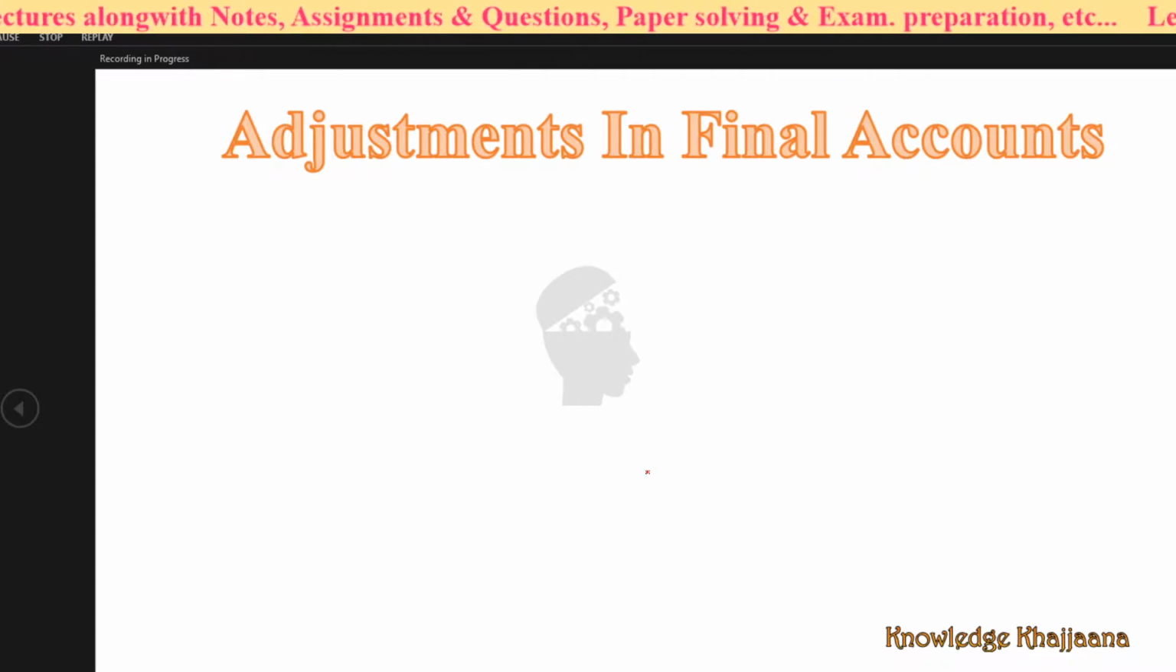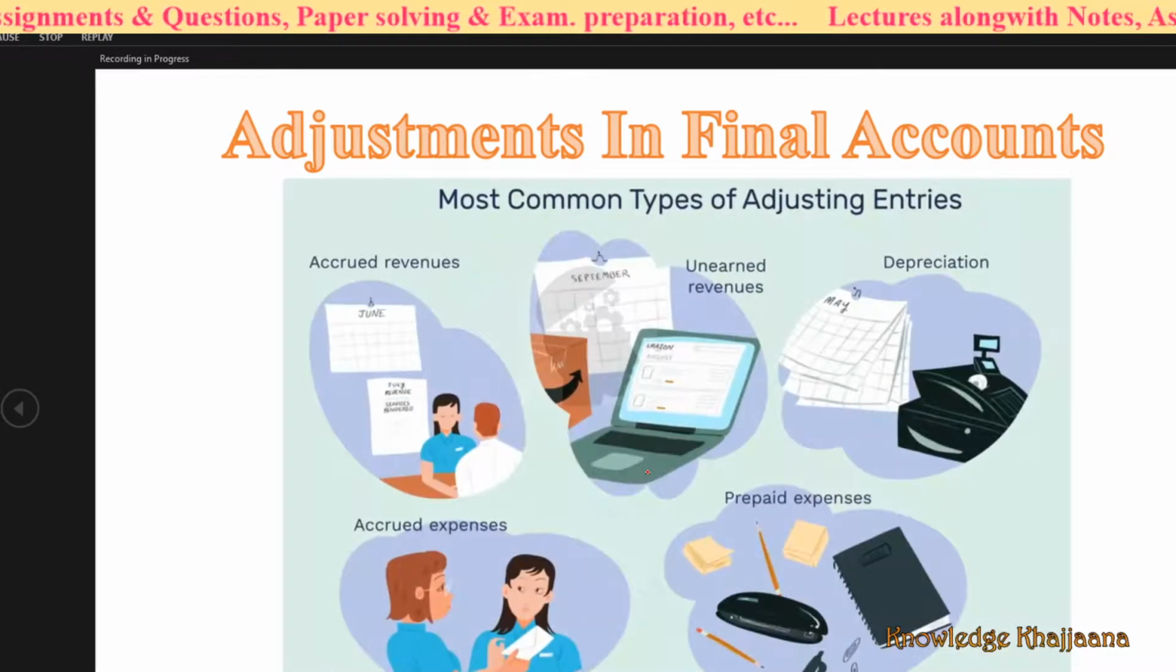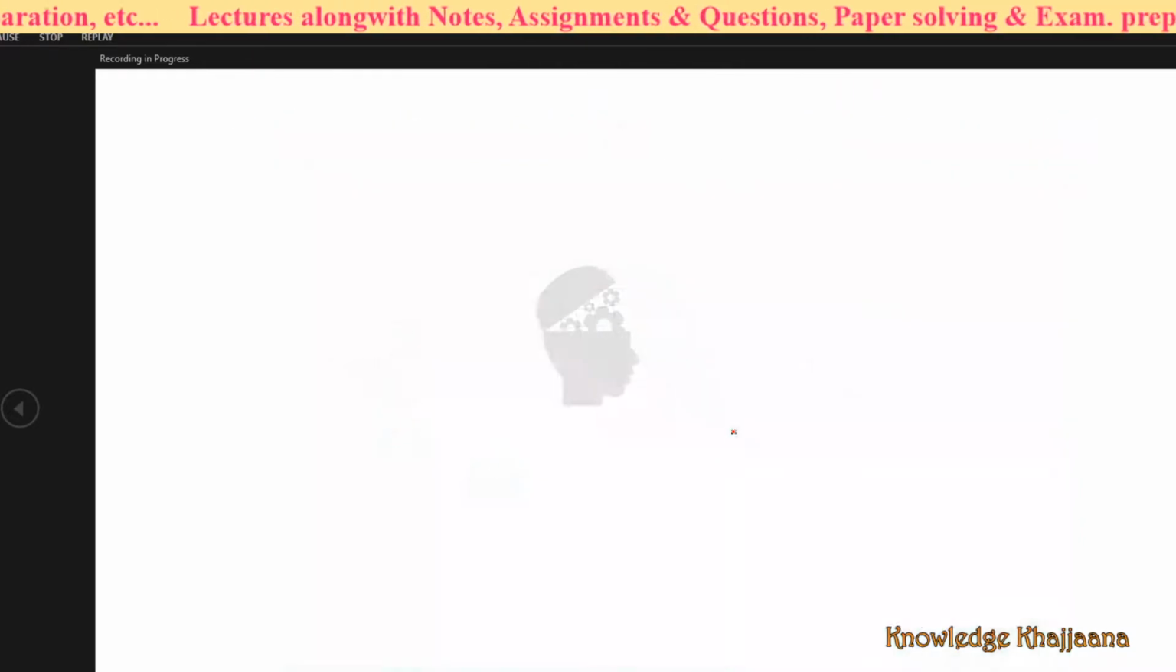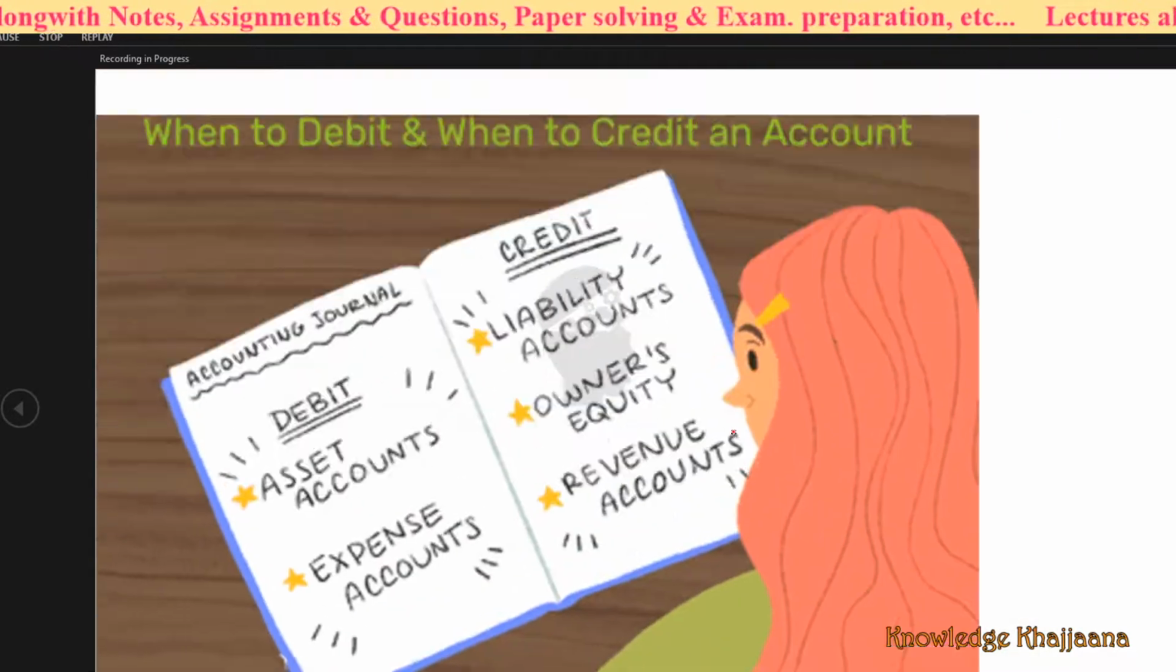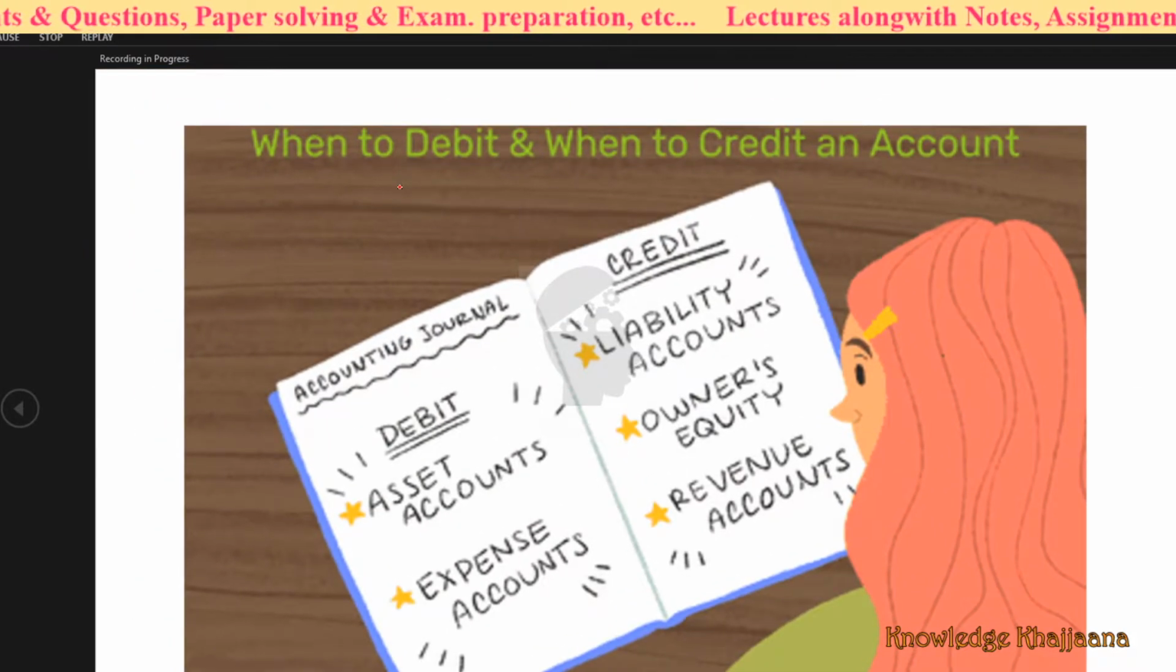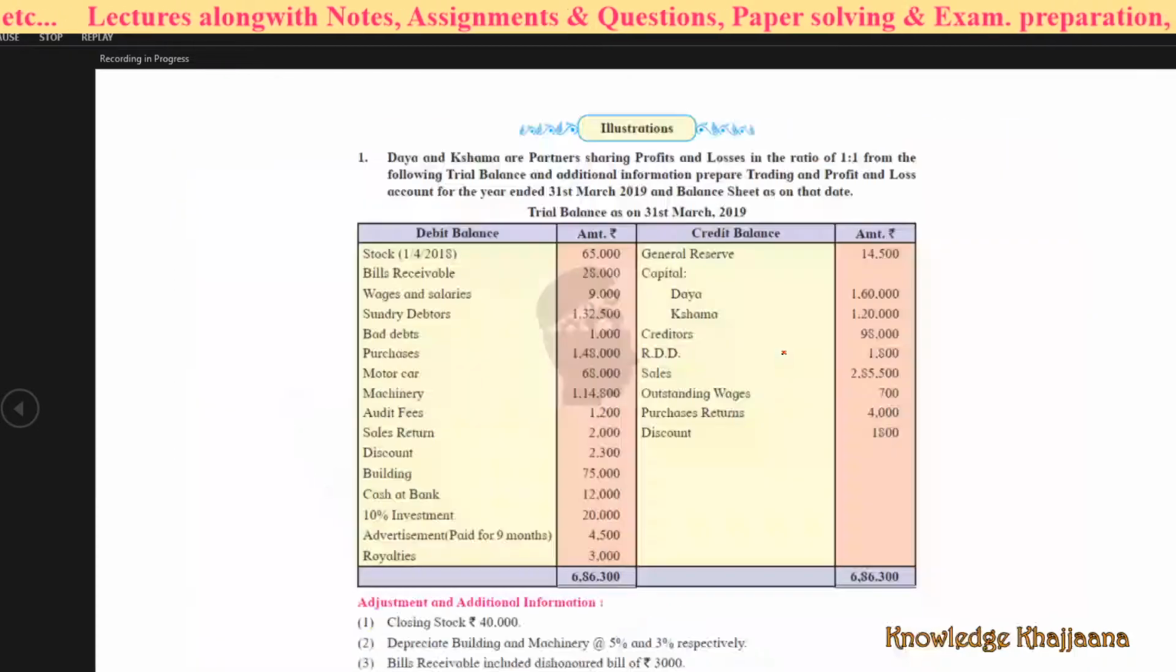What we learned was adjustments in final accounts. We have to see different adjustments in final accounts, and we have to learn how to post them. How to post them means when to debit and when to credit an account.